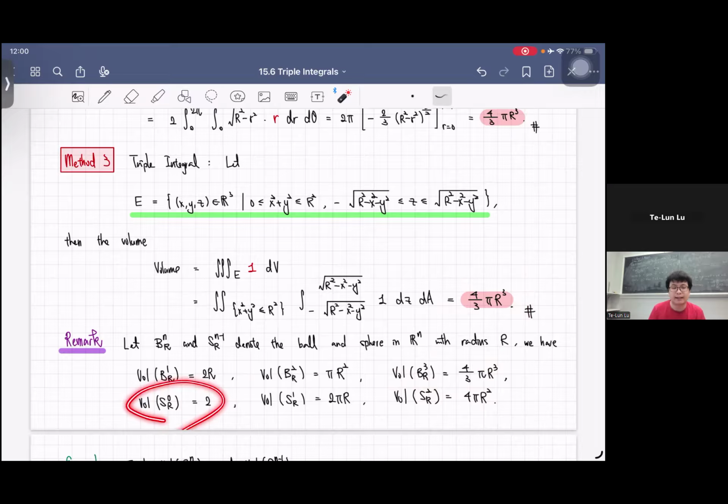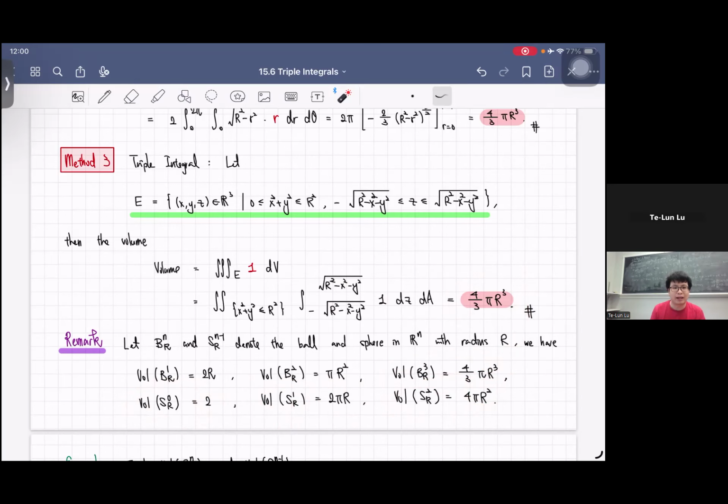And we have just mentioned that the volume for the zero-dimensional sphere on the one-dimensional real line is 2, because there are 2 points. And the volume for the one-dimensional sphere, which is a circle, is 2 pi r, right? That's the circumference of the circle. And lastly, the volume for the two-dimensional sphere, which is the boundary of a ball, is 4 pi r squared.